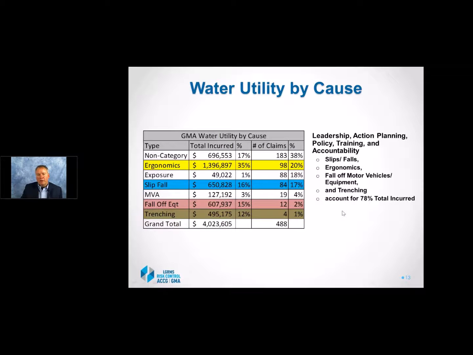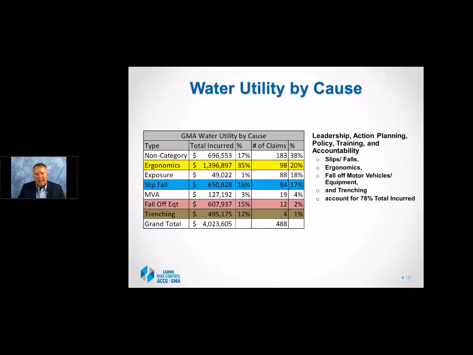Again, water utilities. This is a fairly unique department depending on where you're at. But the non-category, caught between sharp objects, that's about 17%. Not necessarily sure how we would focus on those things. They're varied. But ergonomics, strains, lifting, pushing, pulling, about 35% of the incidents at about $1.4 million. Slips and falls, 16%. Falls off equipment, jumping off equipment, whether it's backhoes and other things, we're seeing about $600,000. And then trenching. We've had 4 incidents that equate to about $500,000.